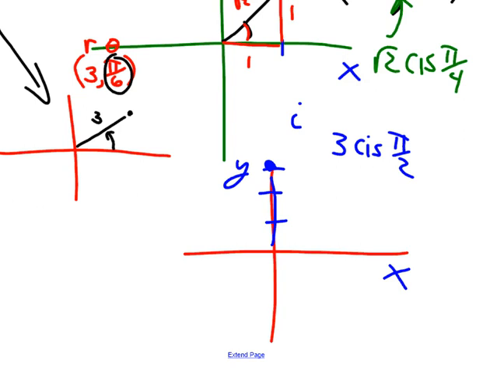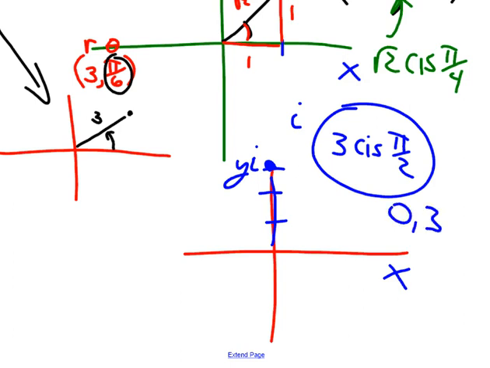If you're in the right system, this is x, y, i, then you should know that 3 cis pi over 2 equates to, well, that was polar, but we can still get rectangular from it. Do you get this is kind of like 0, 3? But it's not the normal point 0, 3 because it involves imaginaries. So what's the rectangular coordinates for it? What is this written in rectangular form?